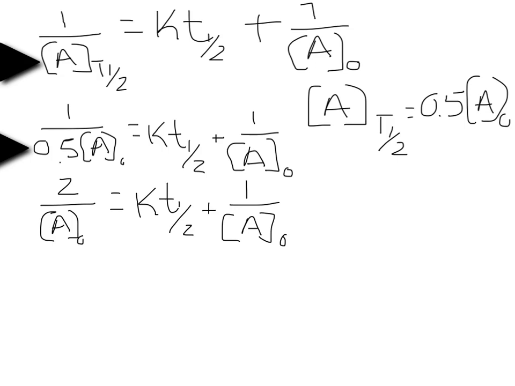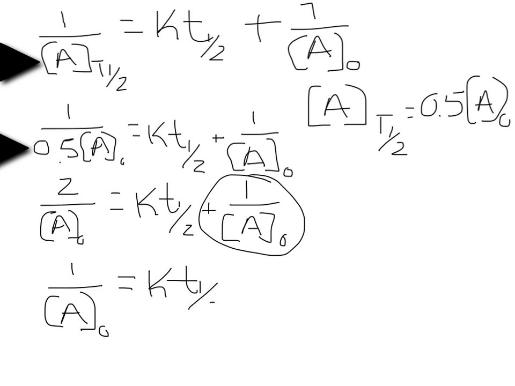So I need to simplify this yet again. If I subtract this quantity on both sides, then ultimately I'm going to be doing 2 over the original concentration of A minus 1 over the original concentration of A, which should just give us 1 over the original concentration of A equals K times half-life. So hopefully we can all agree on that.